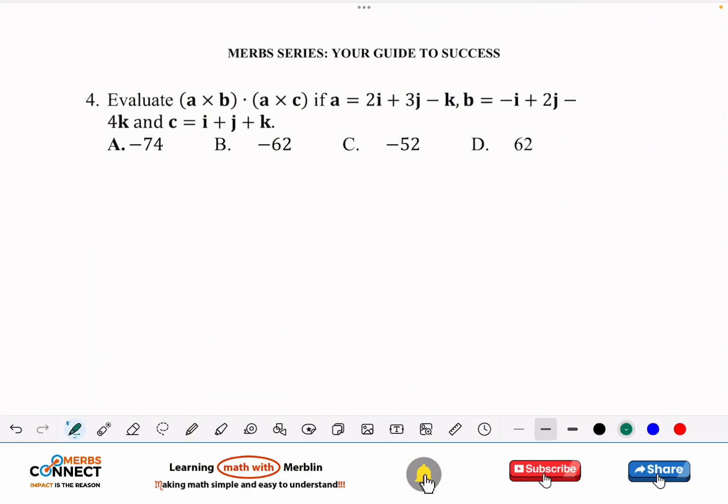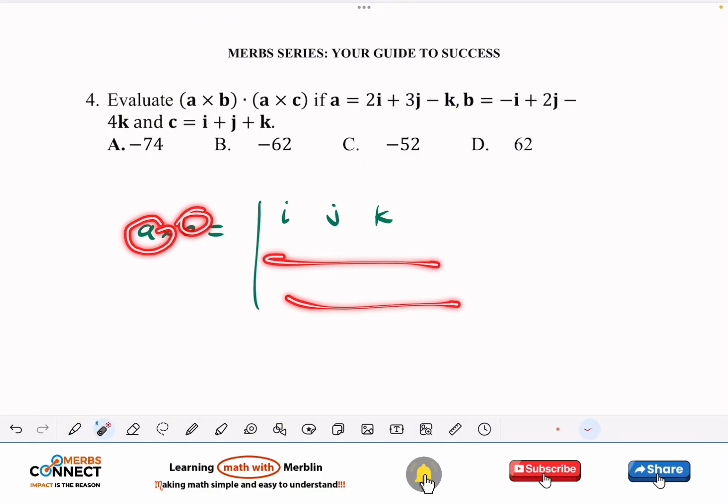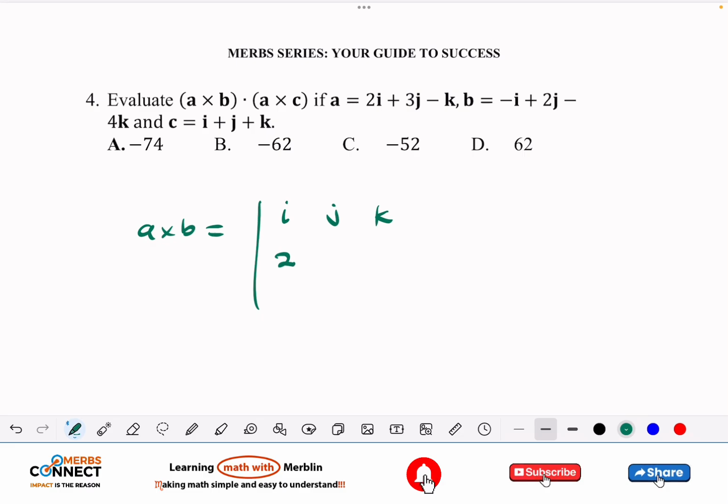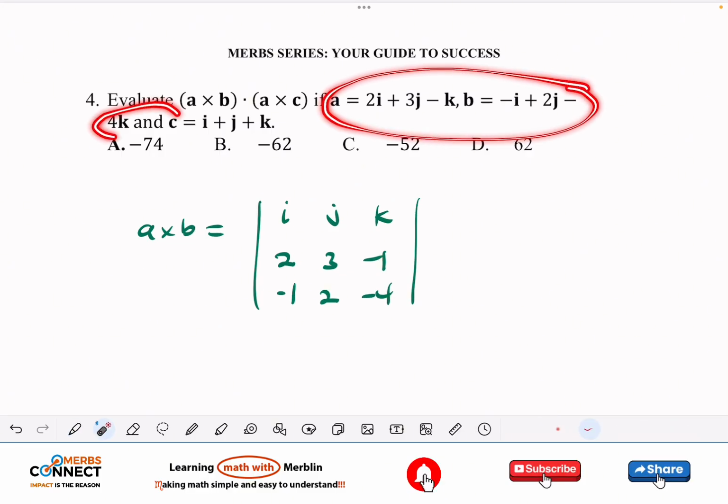So the next question, what do we want to find? We want to do the same thing, A cross B dot A cross C. So first we need A cross B. A cross B is equal to, we just did some. So i, j, k, the A component here and the B component here. So we are going to have the coefficients 2, 3, -1, and B is going to give us -1, 2, and -4. So that is the A and B component.